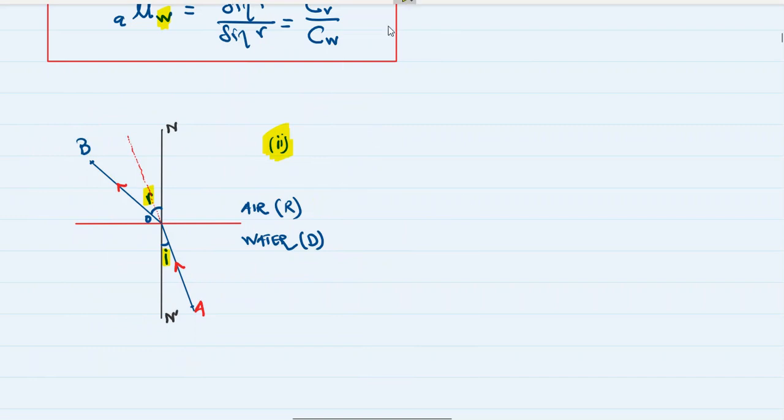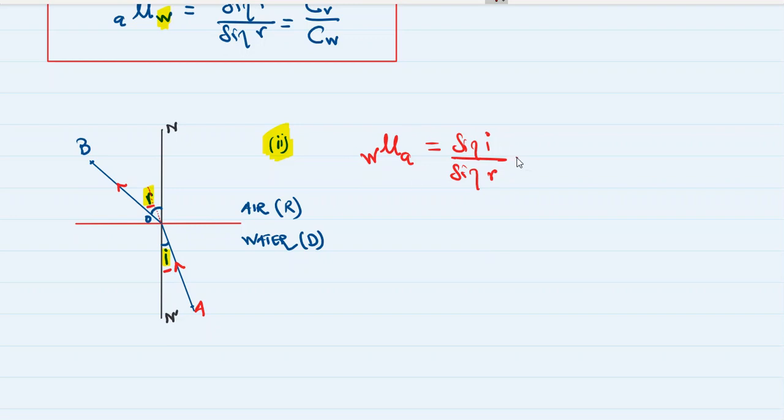In this, we know that the ray of light is entering from water to air. The ray of light is entering from water to air. So what refractive index can we find? We can find the refractive index of air with respect to water, because it is entering from water to air. Okay? And what will it be? It will be sine of angle of incidence upon sine of angle of refraction. See, the sine of angle of incidence is here and the sine of angle of refraction is here.